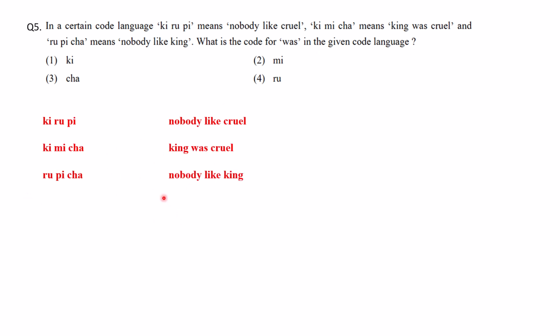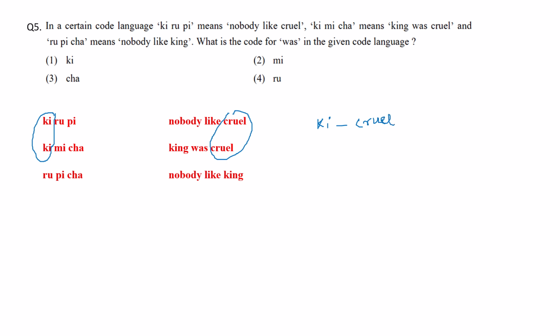Now to solve this type of question, your first attempt should be to find out if there is any word which is common in all the three statements. In all the three statements, I can see nothing is common, isn't it? So let's now take something common in the first two statements. From here I can see Ki is present in both places, and in the coded language, cruel is present in both. So it means the code for Ki is cruel, right?